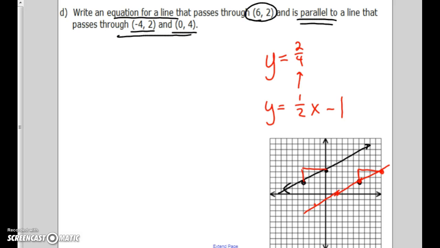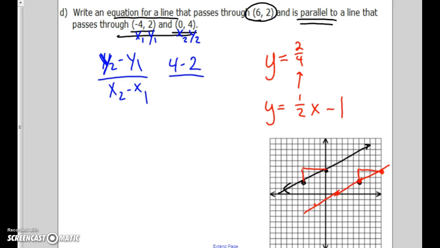Now I do want to show you that there really is a formula for slope. It's y2 minus y1 over x2 minus x1. So we have our x and our y, our x and our y. These are my first ones, these are my second ones. And my y2 would give me 4 minus 2. My x2 would be 0 minus a -4. So 4 minus 2 is 2. Right here these become a positive, so that would be 2 over 4. 2 over 4 reduced becomes 1/2. And notice I got the same thing.